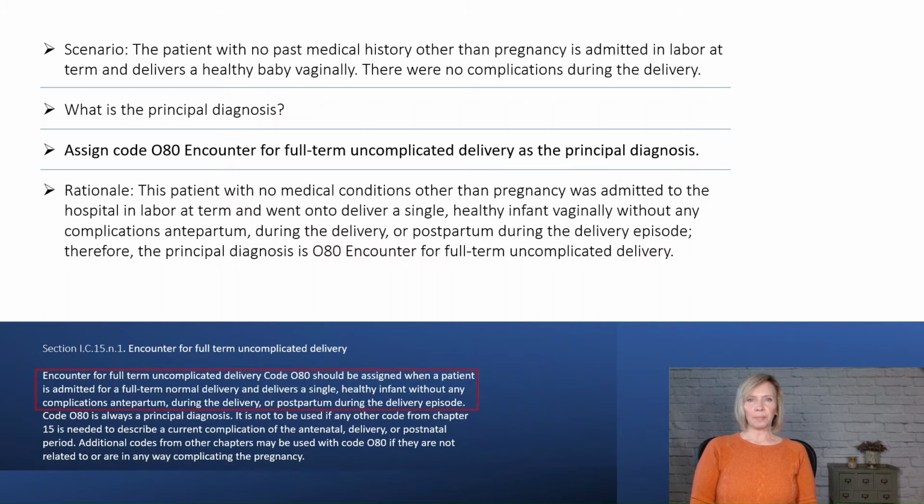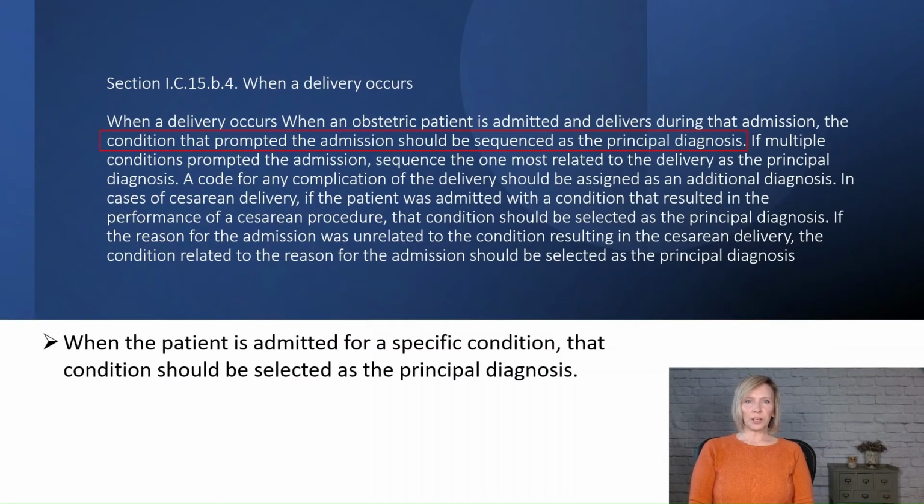Let's look at an example. In this scenario, the patient with no past medical history other than pregnancy is admitted in labor at term and delivers a healthy baby vaginally. There were no complications during the delivery. In this case, the principal diagnosis would be O80, Encounter for Full-Term Uncomplicated Delivery, because according to the guidelines, this is the code assigned for a patient who delivers a single full-term healthy infant without any antepartum, delivery, or postpartum complications.